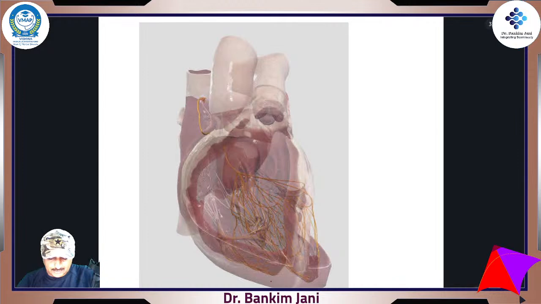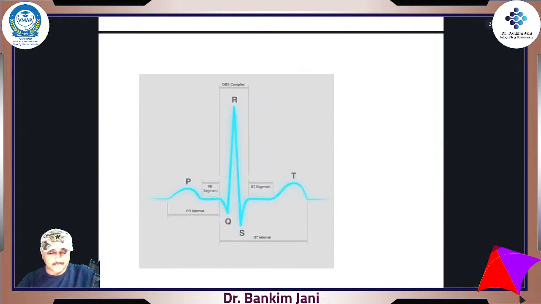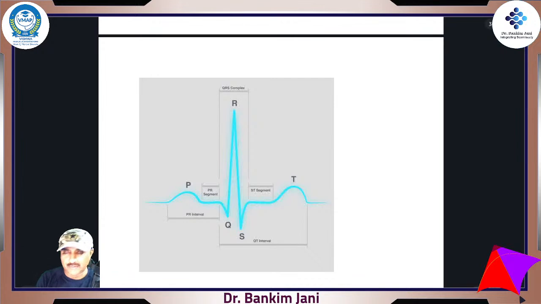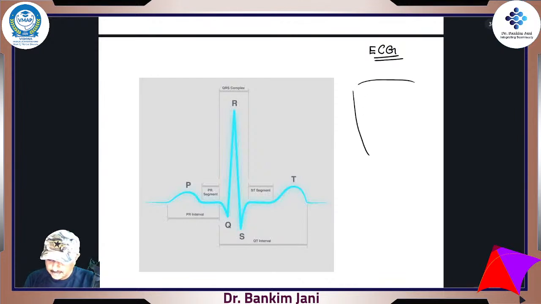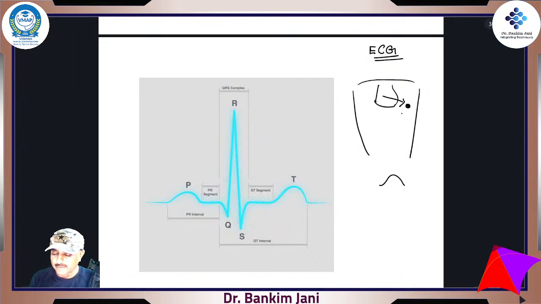From this point, we see this. This is just the very basics of ECG. In ECG, that's the chest, and here is the heart. You put one electrode over here. If the current is going towards this electrode, there would be a positive deflection. If it is going in reverse, there would be a negative deflection. So if the current is going away, it is negative.